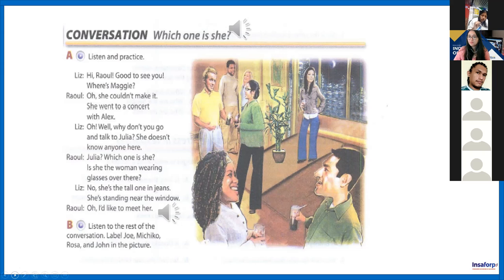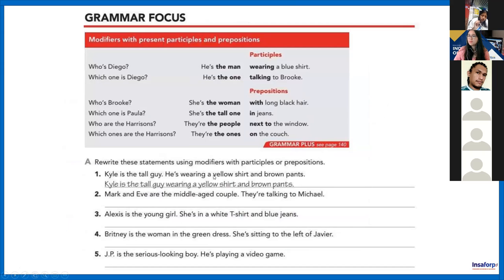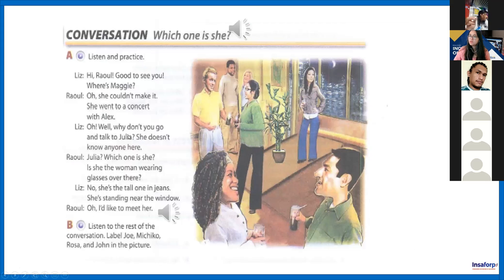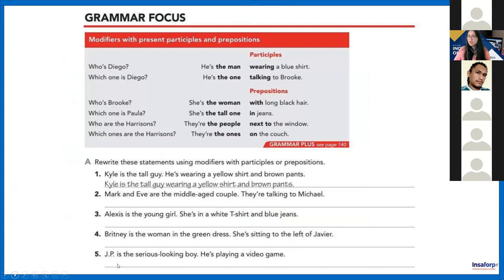So let's go to page 61. Move to the grammar section, right? Okay, no doubts? Any questions about the previous part? I forgot to ask you that. No questions? Okay, great, guys. So let's have a look at the topic that we have for today, that we are going to talk about: the modifiers with present participles and prepositions. What is that? Let's see what that is.